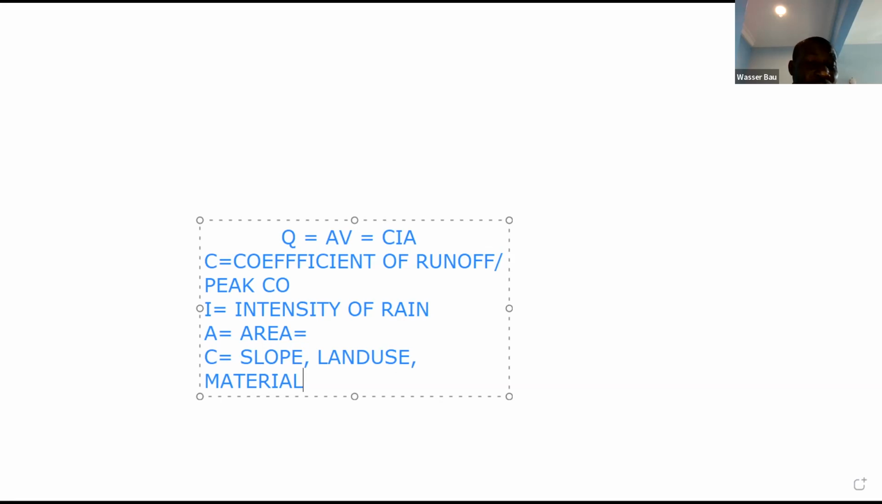When water falls on the surface, we have different levels of percolation. We have deep infiltration, we have surface runoff. It is after you have had deep infiltration and shallow infiltration that the remaining amount of water will constitute runoff, will flow inland.